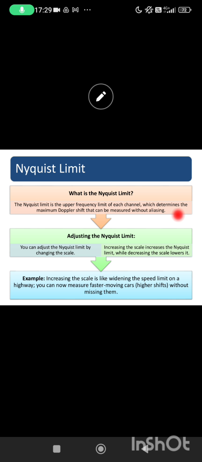So when there is aliasing, we increase our scale. So aliasing then corrects. So here we can see the upper limits of the positive and negative channel, +4 and -4. So this is our Nyquist limit. So if our Doppler shift exceeds the Nyquist limit, then what happens, Dr. Awadia?